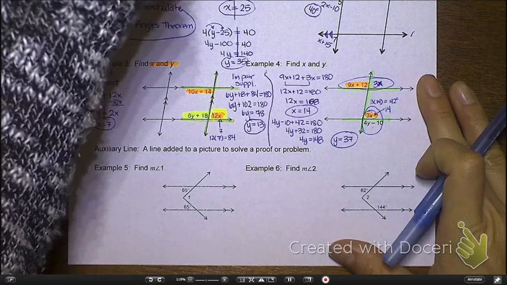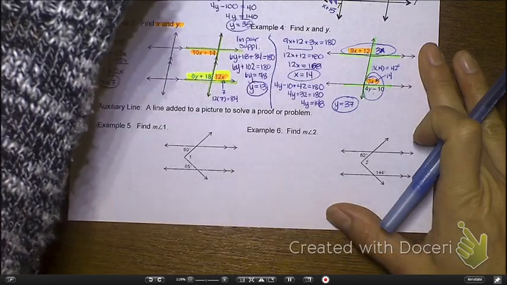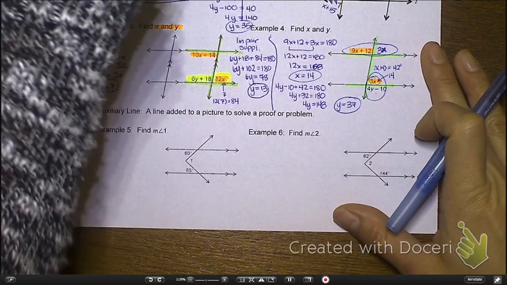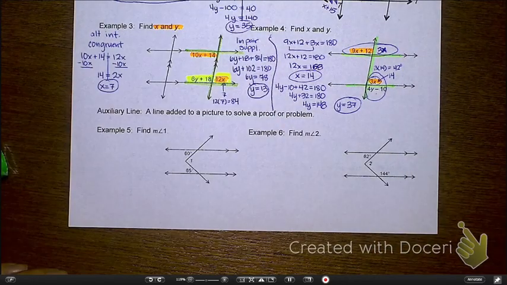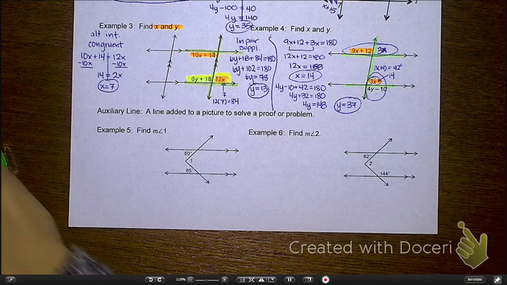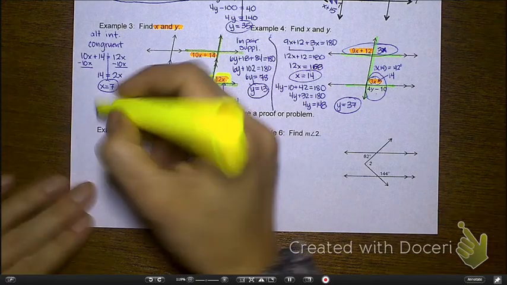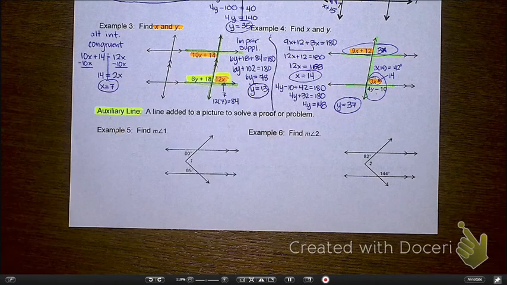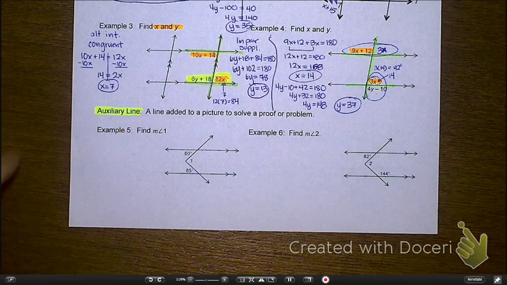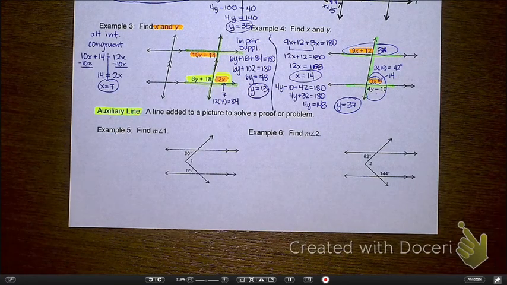Let's look at our last problem type that we're going to be covering. In our last problem type, we're going to be drawing something called an auxiliary line. Can you highlight this? An auxiliary line is a line that we're adding to the problem to help us solve it. Otherwise, if we don't add this line, we wouldn't be able to solve the problem.